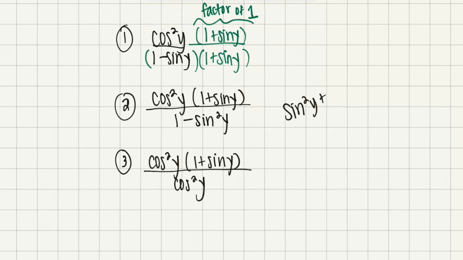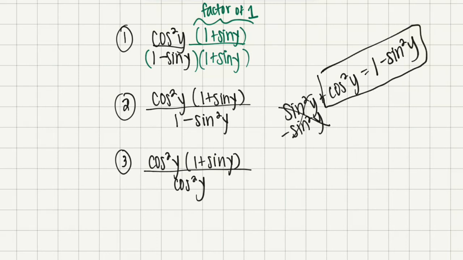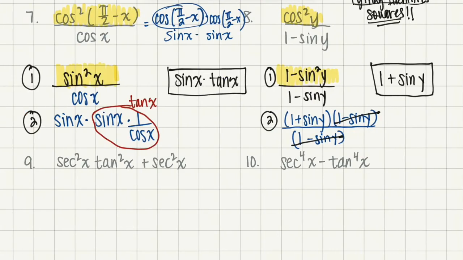And I'm going to show you again, sine squared of y plus cosine squared of y equals 1. If I subtract sine squared of y from both sides, so that I now have 1 minus sine squared, 1 minus sine squared is equal to cosine squared. So that's where this substitution is coming from. They cancel out, and our final answer is 1 plus sine of y, which is what we had in the previous example.